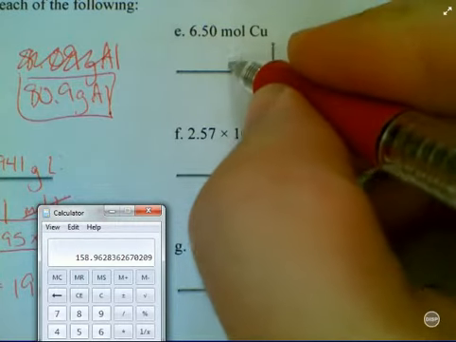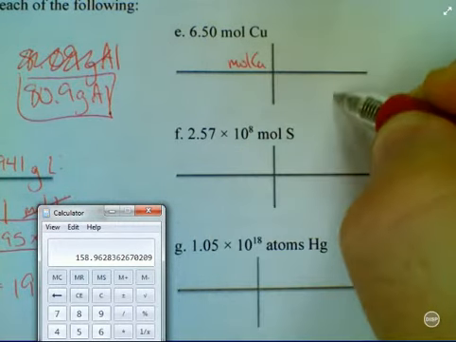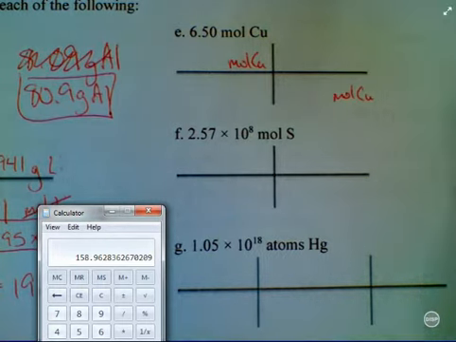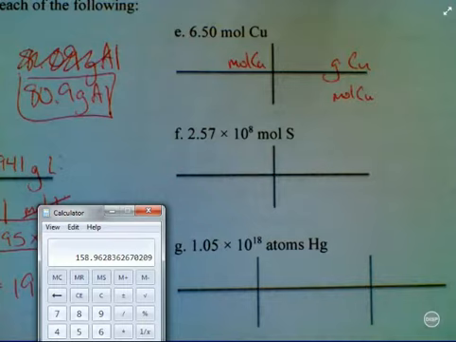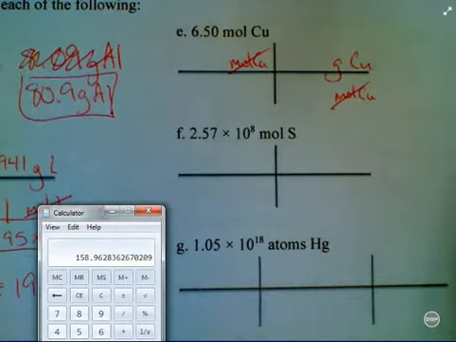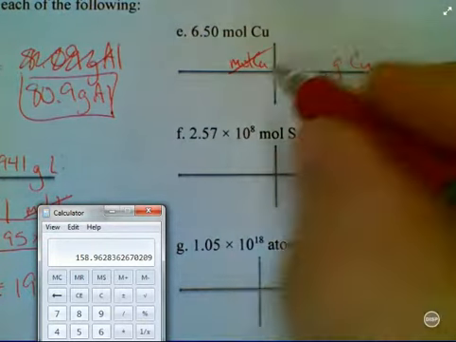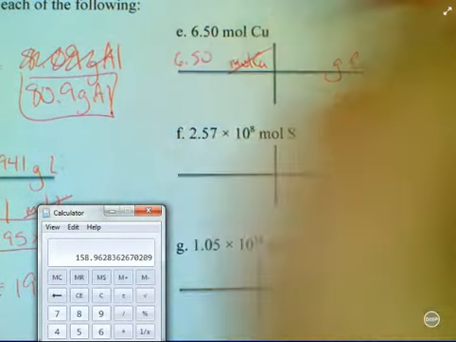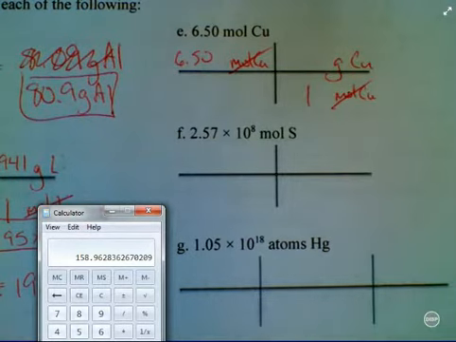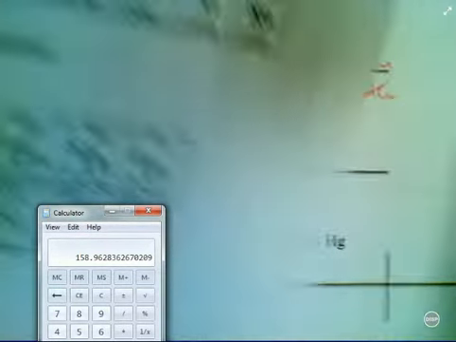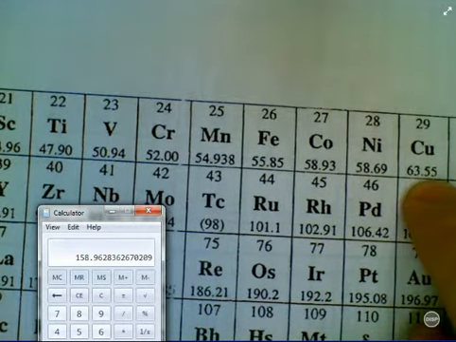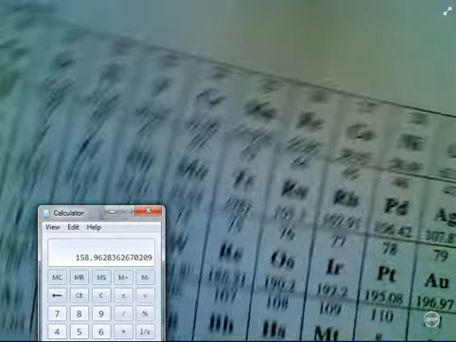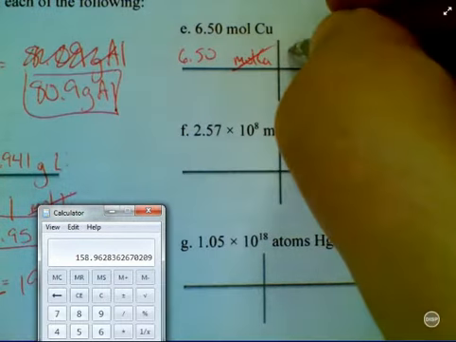Moving on to E. We're given moles of copper, and so moles of copper need to cancel. Therefore, I'm going to put that on the denominator. I'm going to go into grams of copper because that's what we've been asked for this entire problem. Now that I know that copper moles will cancel out, I know I'm set up correctly. So now I'll plug in the actual values. I know for every 1 mole of copper that I have, I have 63.55 grams of copper.